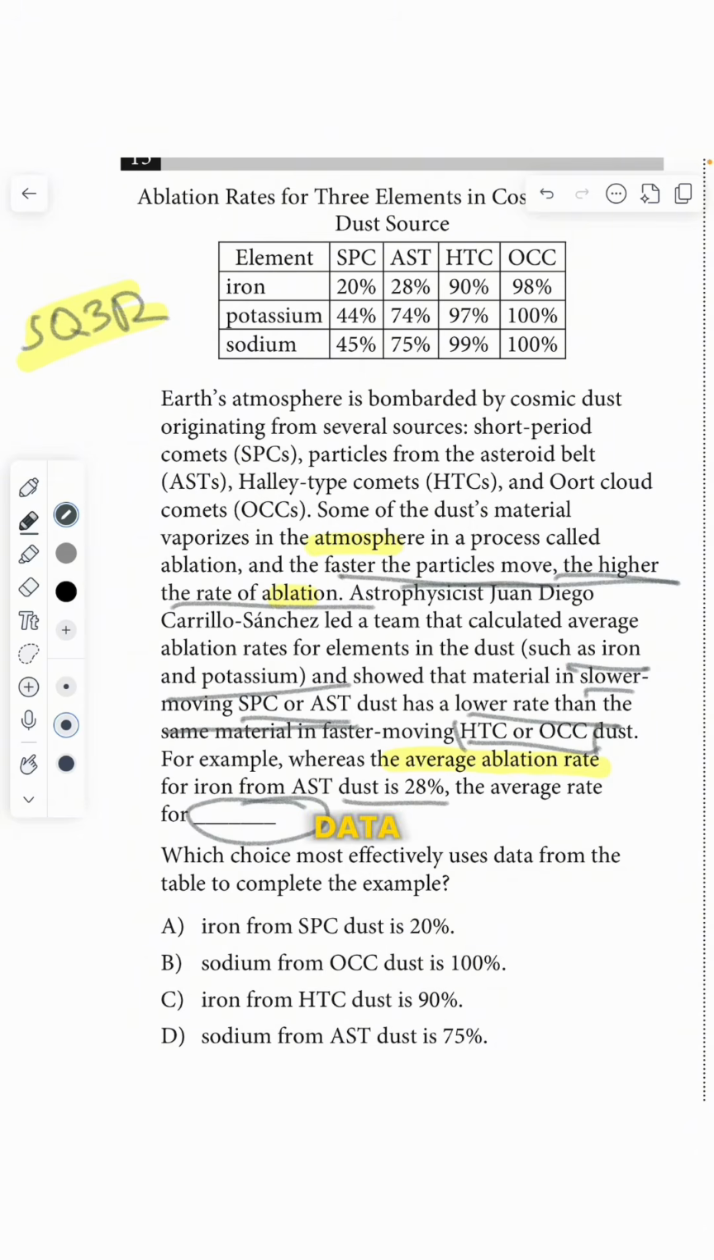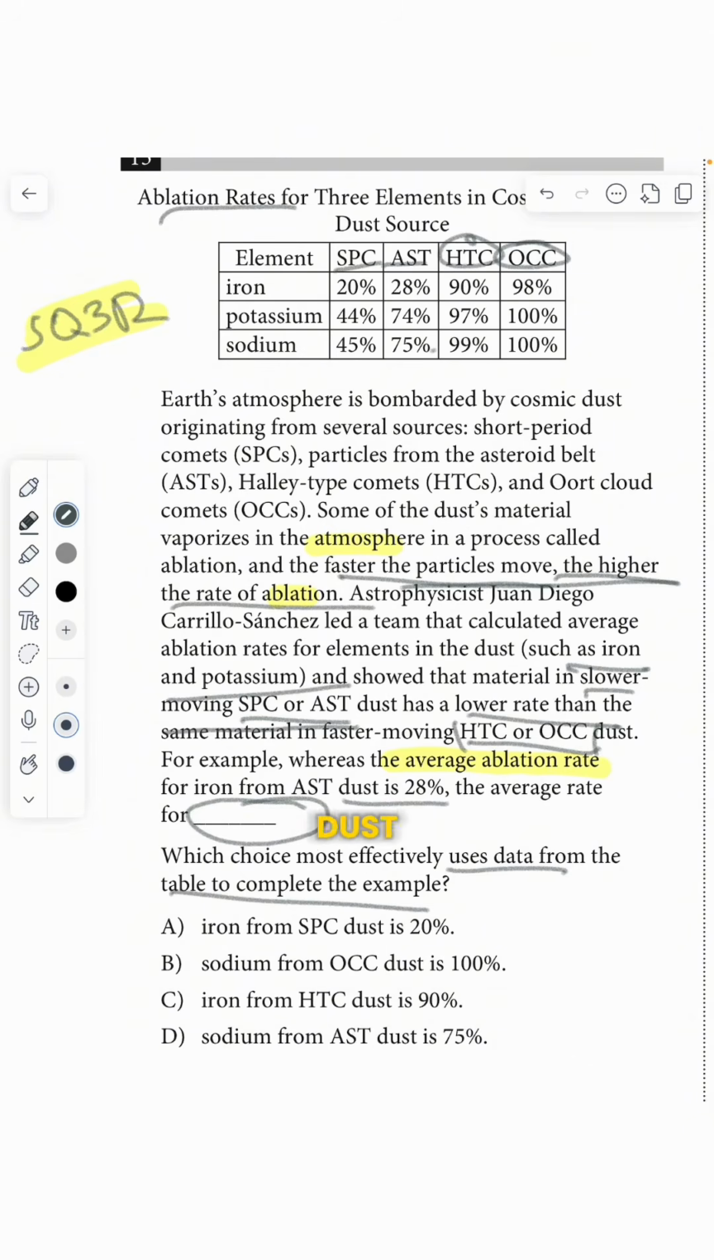So we need to use data from the table to effectively complete the example. So we're going to be using HCC, OCC, and this appears to be the ablation rates. So which of these have higher ablation rates than their SPC, AST counterparts? It seems to be all three of them. But we'll check in particular whether all of them match in this particular way. So which choice most effectively uses data from the table to complete the example?